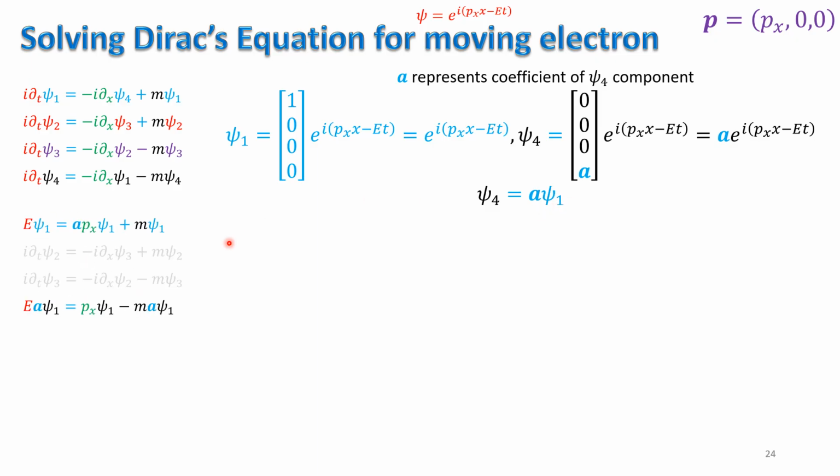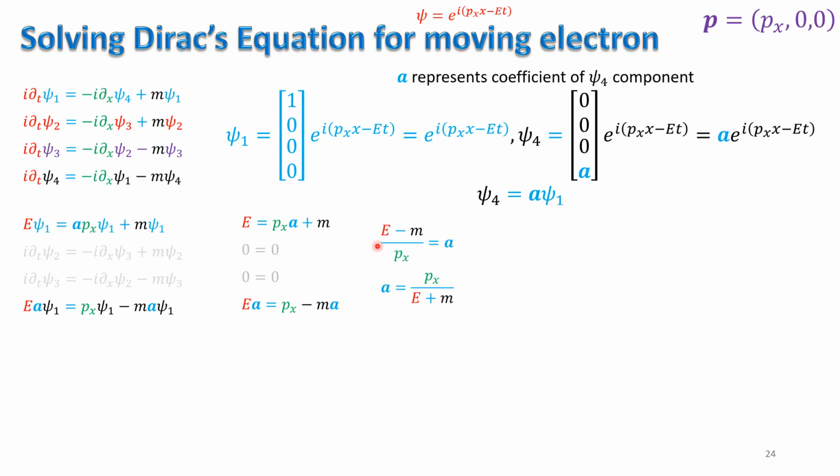Now we shall go for solution of this pair of equations. This will lead to E, the operator operated offers energy into psi 1 plus A into px psi 1 plus m into psi 1. So here A has appeared because of psi 4. So E is equal to px A plus m. Similarly, E into A is equal to px minus m A.